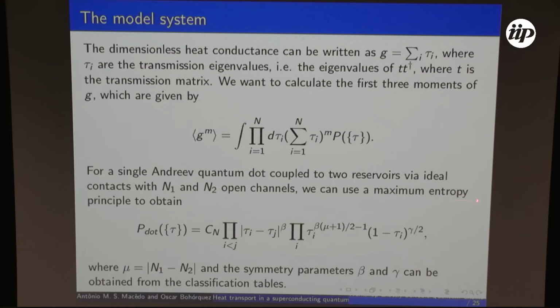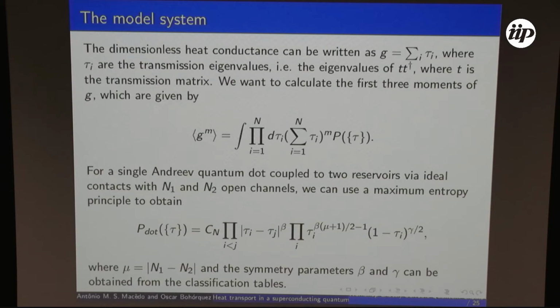And that you can get from a maximum entropy principle. That's been done in 2010 by Bineka and a collaborator. So I didn't put the reference here, but this is in the literature. And you can get, and the nu is the difference between the number of open scattering channels in left and right lead, and beta and gamma you can take from the classification table. So there's no problem with the index.